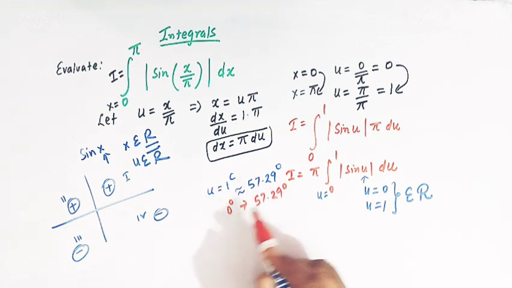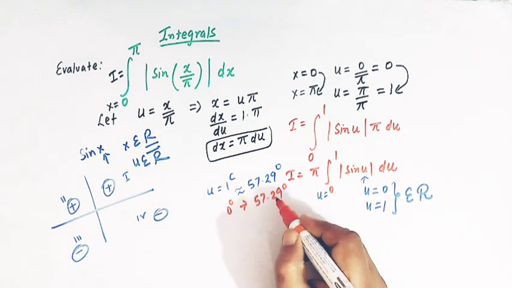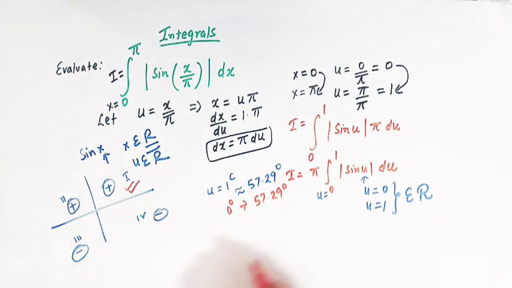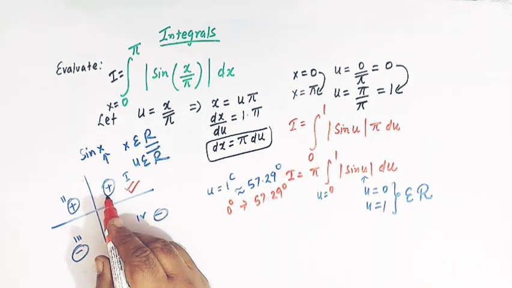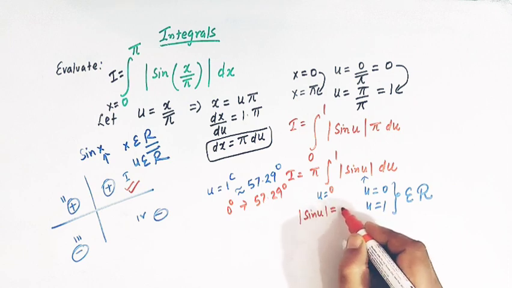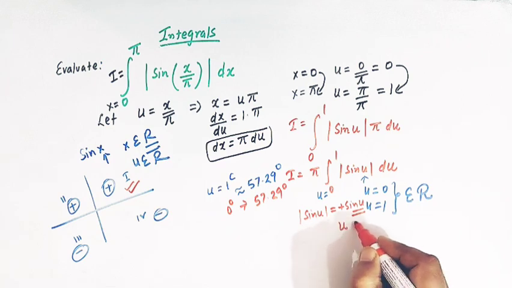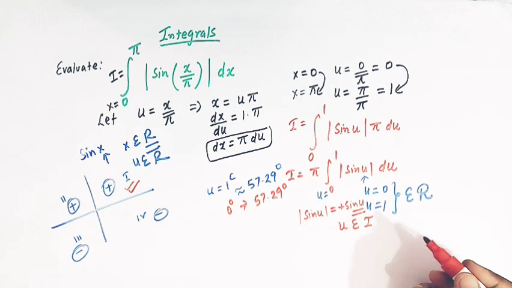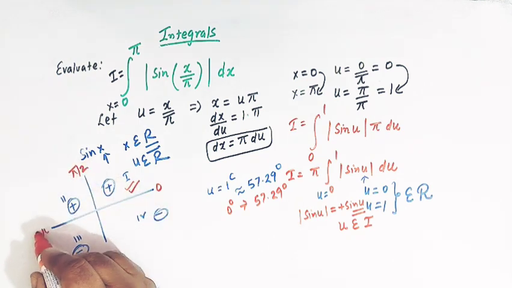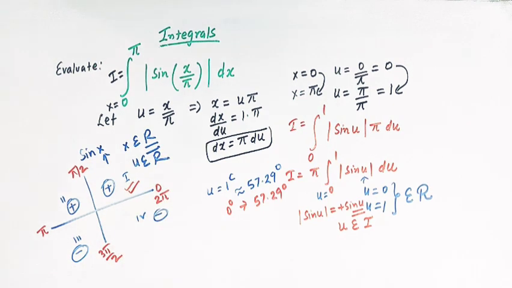And when we move from 0 to 57.29 degrees, then it implies that we are in the first quadrant, right? And in the first quadrant, the sine function is positive. So we can now write mod of sine u as simply positive sine u, right? Where u belongs to the first quadrant, that is from 0 to pi by 2, right? So this is pi, this is 3 pi by 2, and here we have 2 pi.